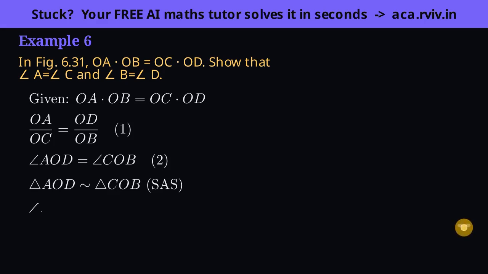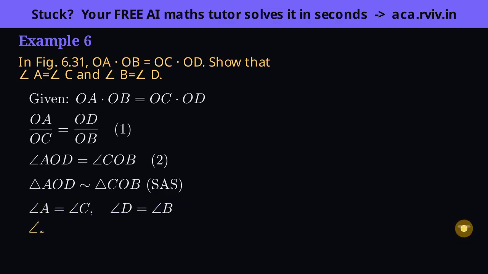And similar triangles have all their matching angles equal. Reading off the correspondence gives angle A equals angle C and angle D equals angle B in one stroke, both results the problem asked for, delivered together.